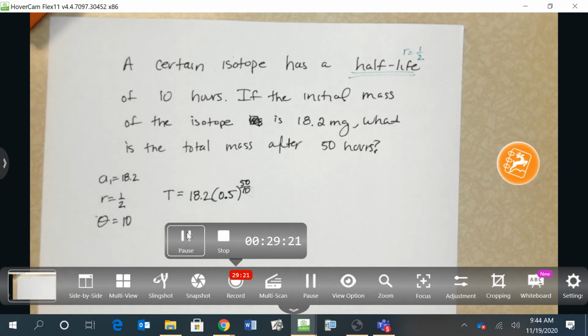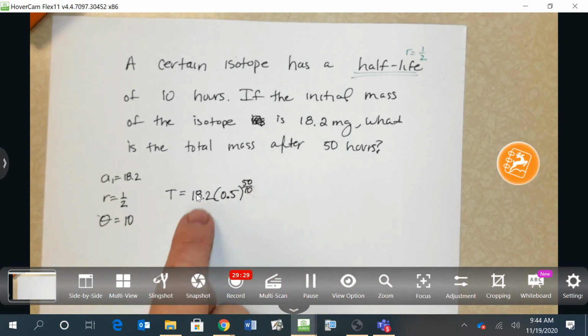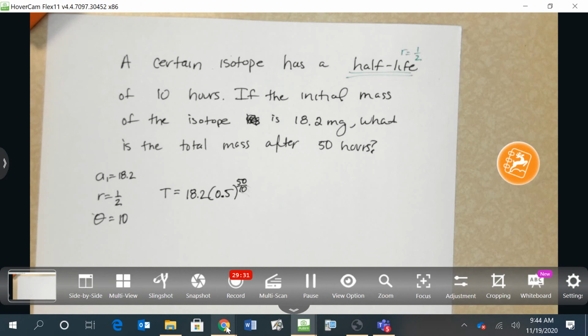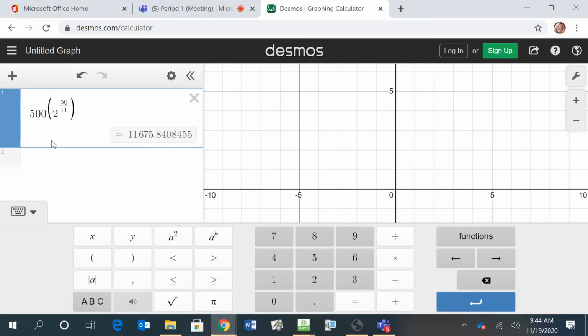I'm simply going to plug it in. Again, we know 50 divided by 10 is 5, so I'm taking 0.5, raising it to the 5th, and then multiplying by this outside number. First do this, and then take it times the outside number. So I come in here, I'm going to change this number to 18.2, change this to 0.5, and up top, I know that number is going to be 5. I'll just make sure I type this all in correctly.